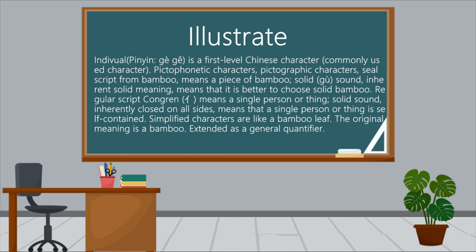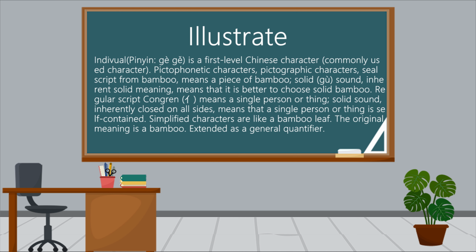Individual, Pinyin, 个 is a first-level Chinese character, a commonly used character. Pictophonetic characters, pictographic characters, seal script from bamboo, means a piece of bamboo, solid, 固, sound, inherent solid meaning, means that it is better to choose solid bamboo. Regular script 从人单 means a single person or thing. Solid sound, inherently closed on all sides, means that a single person or thing is self-contained.